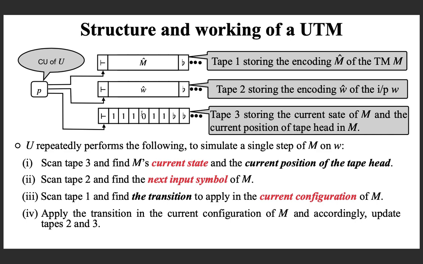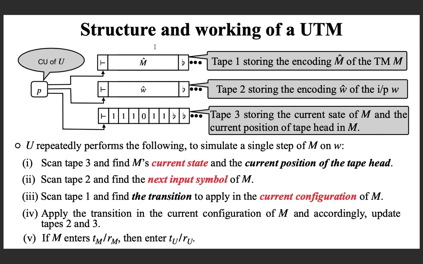So go and see what is the current state of the machine M. See where the read write head position is. Go to that position and see what is the next input symbol or tape symbol from here. Now you got the state and the next tape symbol. Scan the first tape and find the required transition. Then you apply that transition. Applying that transition requires you to modify tape 2 and tape 3 as required. Okay, I hope you are following, and keep on simulating it.